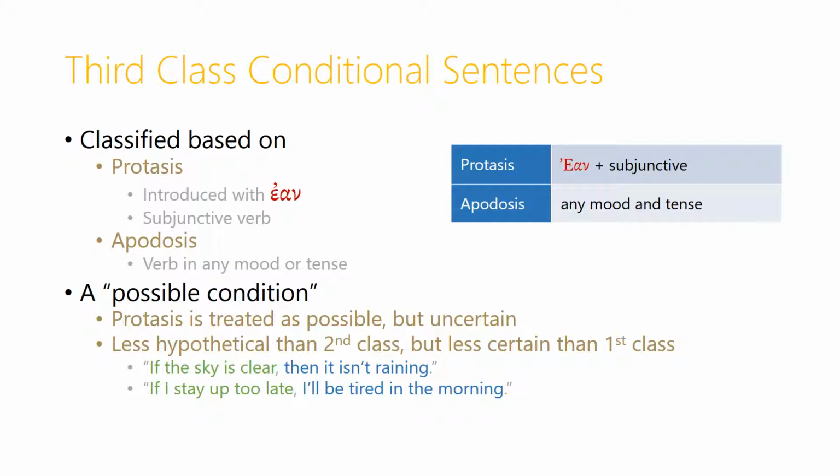In English, an example would be, if the sky is clear, then it isn't raining. The sky might be clear, or it might be overcast. I'm not sure. But if the sky is clear, then the result will be that it isn't raining. Or, if I stay up too late, I'll be tired in the morning. I haven't yet decided whether I'm going to stay up late or not, but if I do, the consequence will be that I'll be tired in the morning.